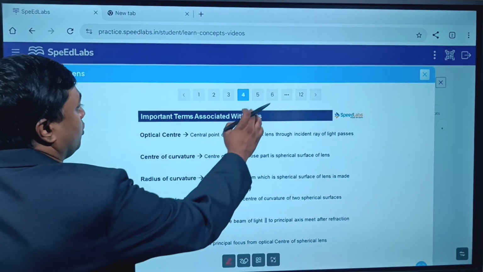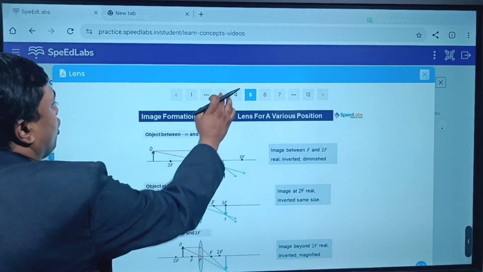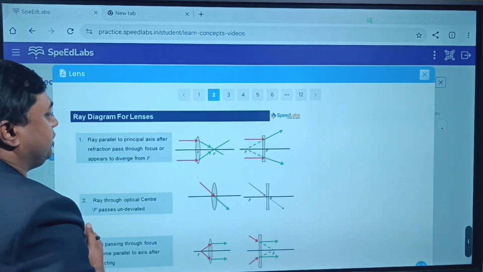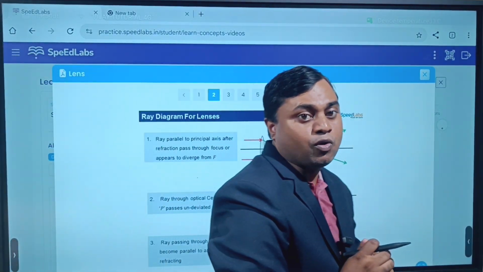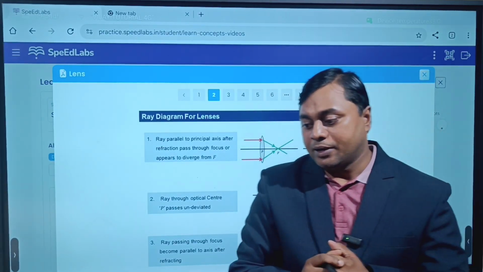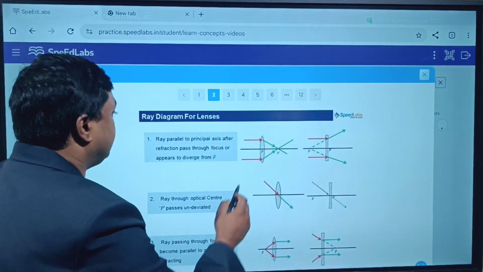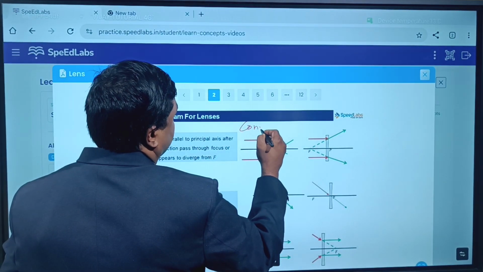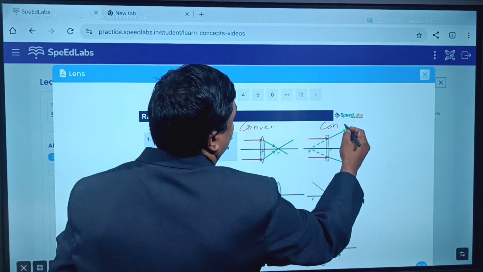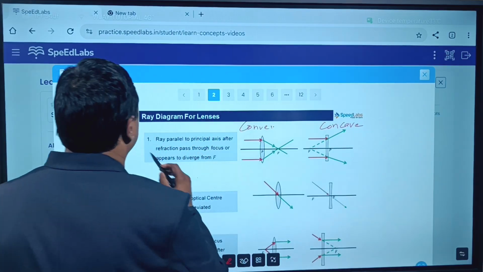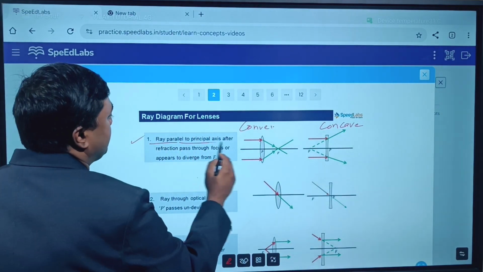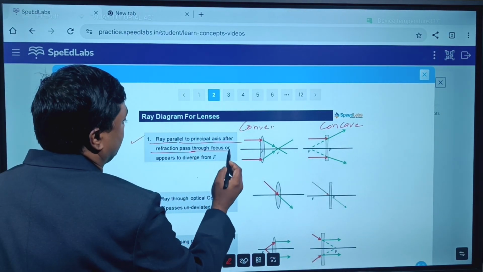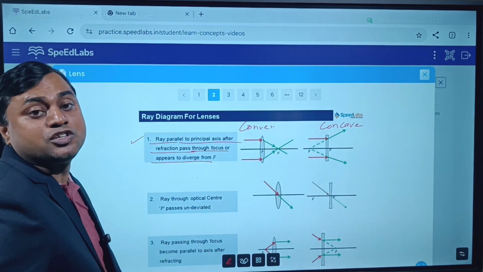Done? Now let's see the rules of image formation. We have three rules. Rules of image formation are very, very important. First rule: this is a convex lens and this is a concave lens. Try to understand the first rule. A ray parallel to the principal axis, after refraction, passes through the focus or appears to diverge from the focus.